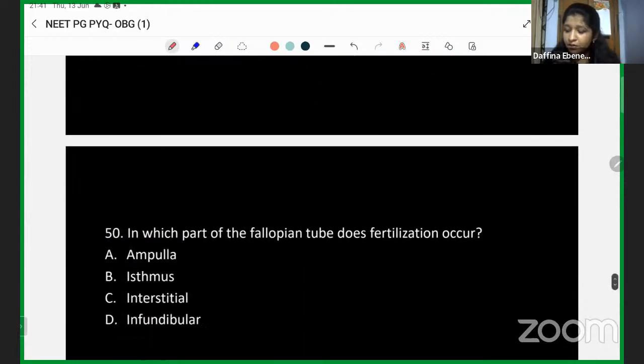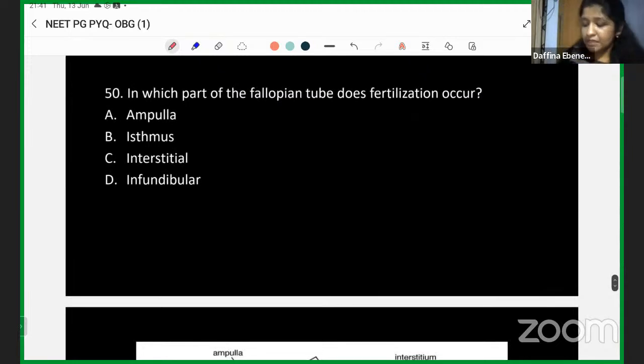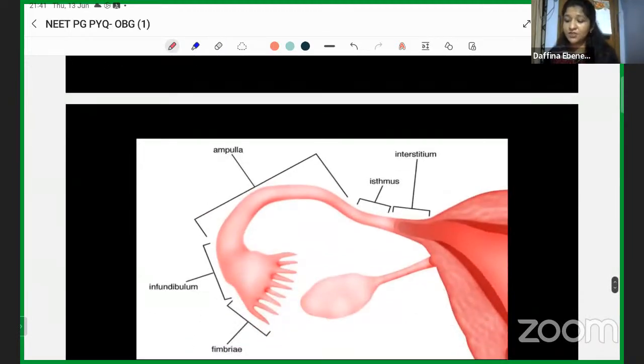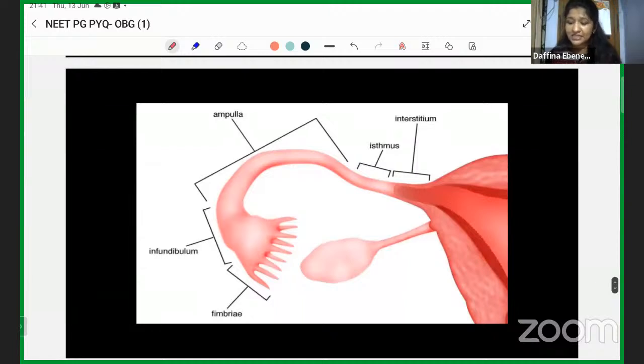Okay. In which part of the fallopian tube does fertilization occur? So coming to the anatomy of the fallopian tube, what are the different parts? One is the interstitial part, which is the shortest part, attached to the uterus. Second is the isthmus. What is the significance of the isthmus? Any form of tubal ligation, tubectomy, is done in the isthmus. Okay, isthmus is a site for tubectomy. What is the ampulla? Ampulla is the widest part where fertilization is going to occur.